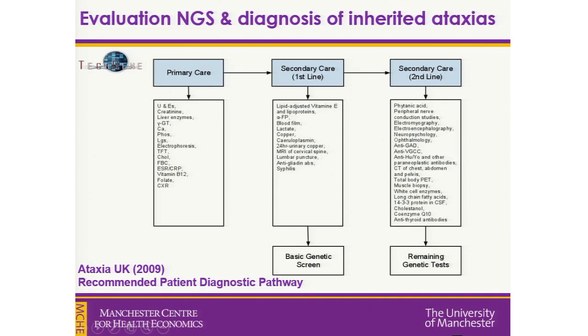So when you're building a model, you have to say, well, what is the current standard of care? So, okay, let's go to some nice guidelines. And this is the recommended patient diagnostic pathway. You've got the presenting primary care. I should have counted these beforehand. We've got 10 different tests there. Secondary care, first line tests, another 10. Second line tests, blimey, lots. Okay, and then they go on to have their genetic screen basic, or if that didn't come back with anything useful, they have the second screen of genetic tests.